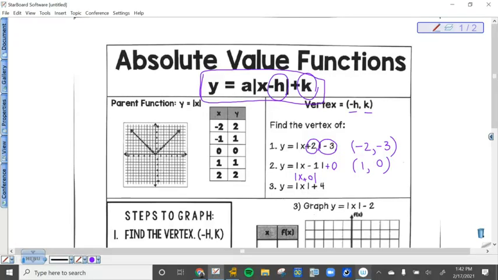But we're looking at the number being added to x, not multiplied by it. You see? So if there's no number being added to x, then we can assume that it's just 0. Okay? So 0 is going to be our h. And then what would k be?